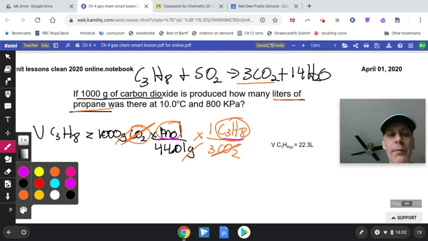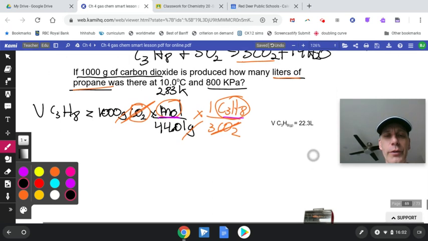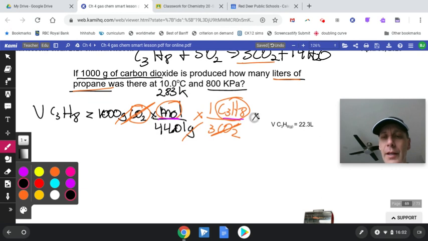Okay, moles of propane, and we want volume. So we've got a gas, moles of propane. We need it in its gas conditions. There's our temperature, 283 Kelvin. There's our pressure. So we can use R to cancel all of this stuff out. Just going to put that down to the bottom here. There's our answer, 22.3 liters. Hopefully that works for us.